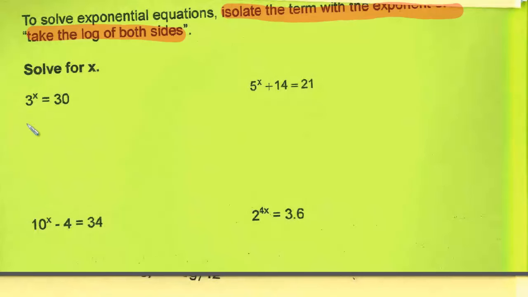In our exponent lesson, we learned that if we can change the 30 and the 3 to be the same base, then we can set the exponents equal to each other. But I cannot write 30 as a base of 3 because 3 squared equals 9 and 3 cubed equals 27 and 3 to the 4th is 81. So I cannot change 30 to be the same base as 3. But what I can do is something called take the log of both sides. So add a log to both sides.